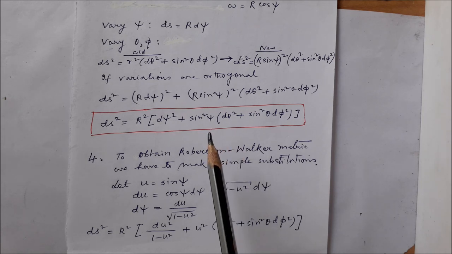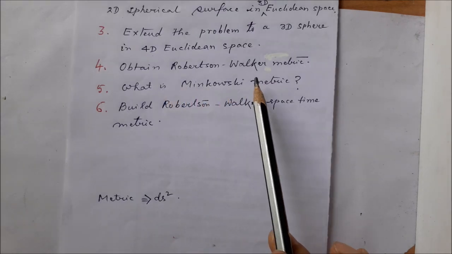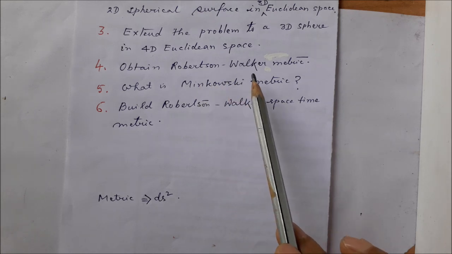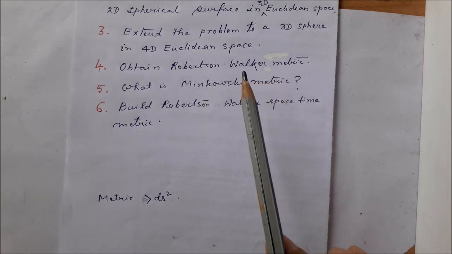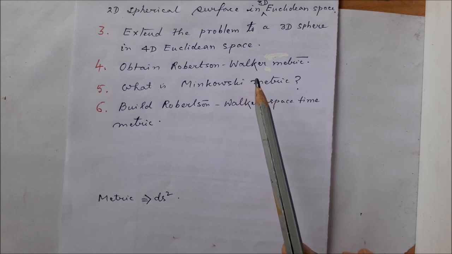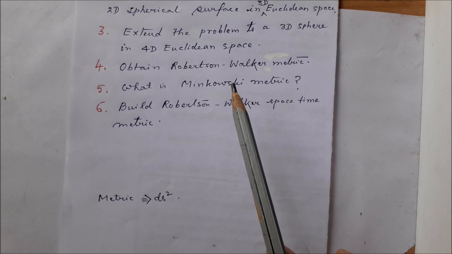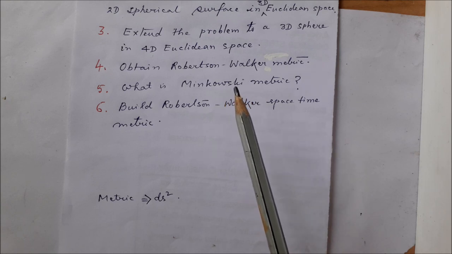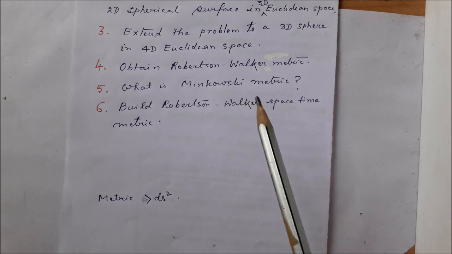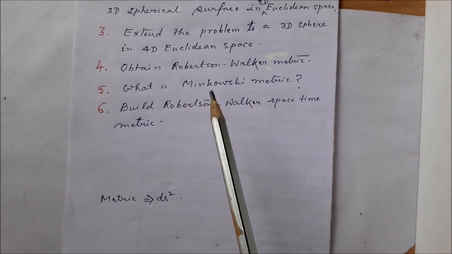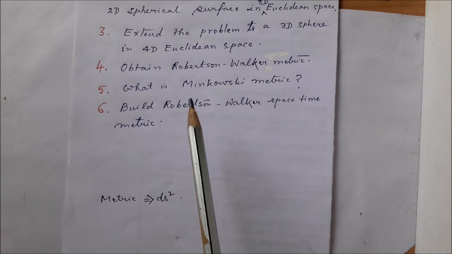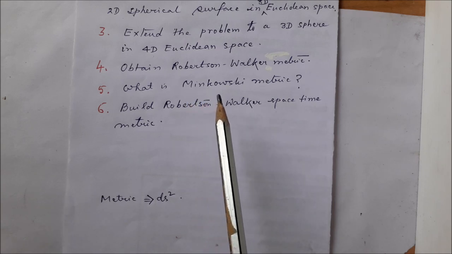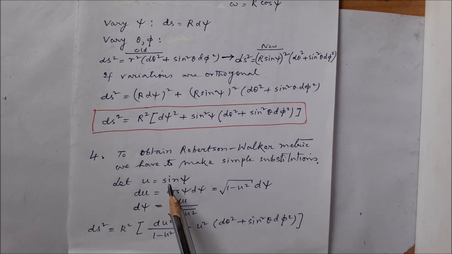Now, come to the fourth question. We have to obtain a special metric, which is the very famous Robertson-Walker metric that attempts to describe the fabric of the universe. We can obtain it without much trouble through simple substitutions in a 4D Euclidean space, and we will not go into the logical side in detail. We'll just mention the substitutions and get to the result. So let us substitute u for sine psi. And we can find du, and therefore this gives d psi. And when put back, we end up with this relation.